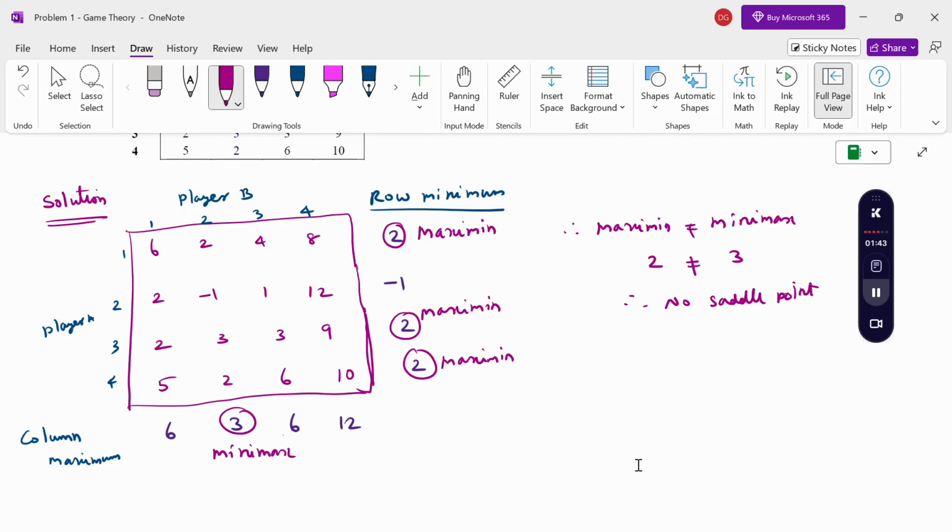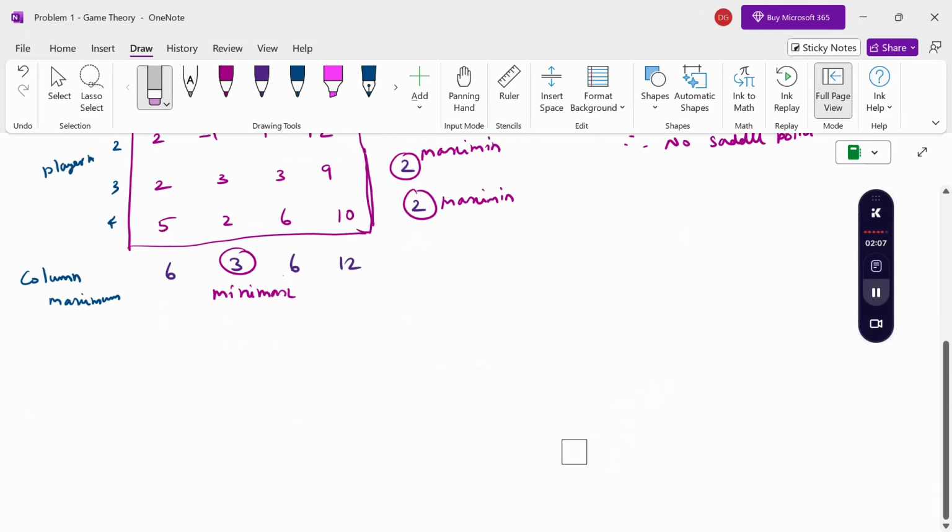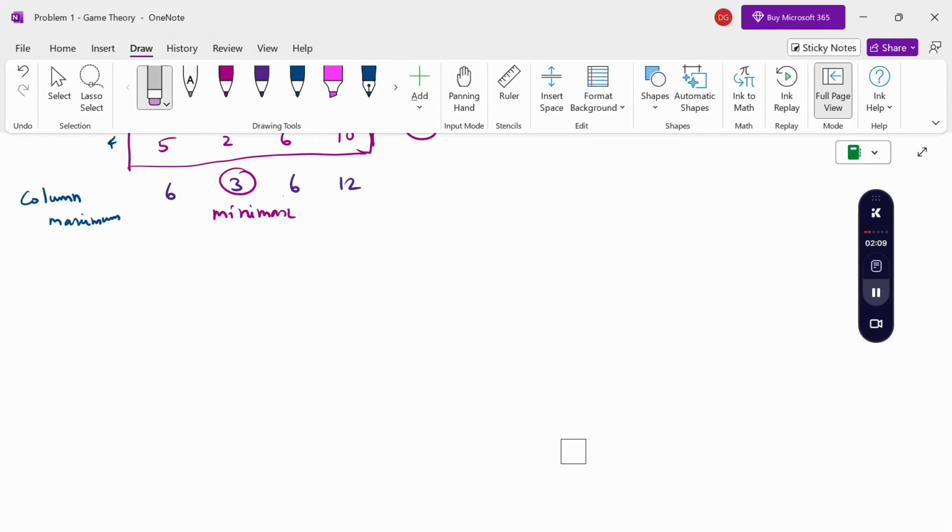If there is no saddle point, then we proceed with the mixed strategy. But the mixed strategy is only for the form A, B, C, D, a 2x2 form. Here it is given as 4x4. Therefore we try to reduce this 4x4 to 2x2. How to reduce to 2x2? Using the dominance property.